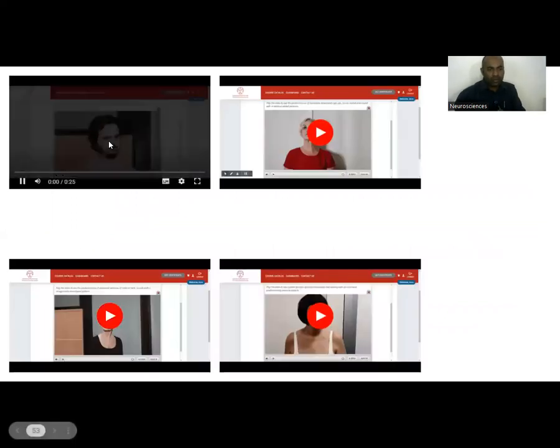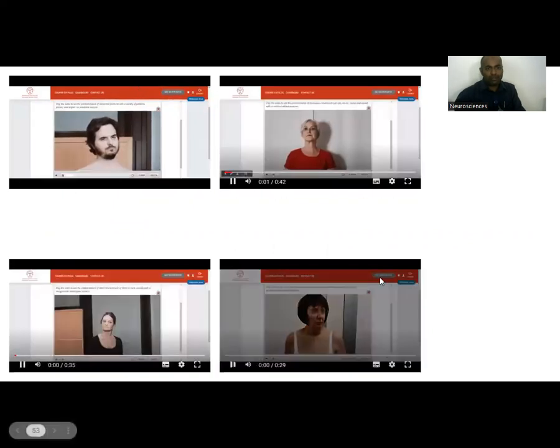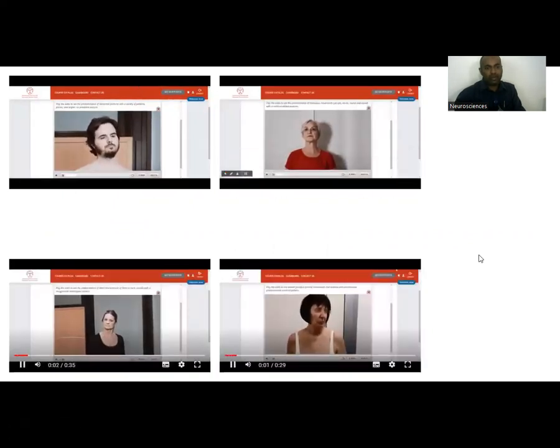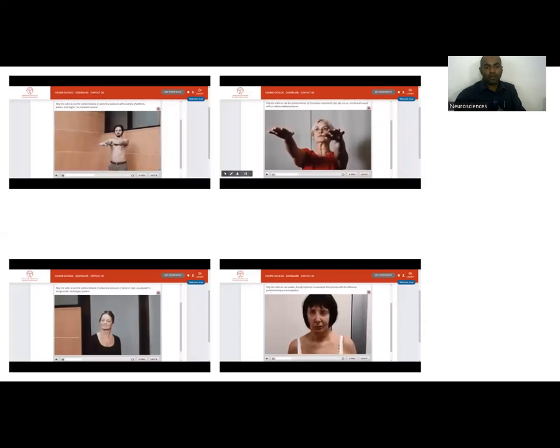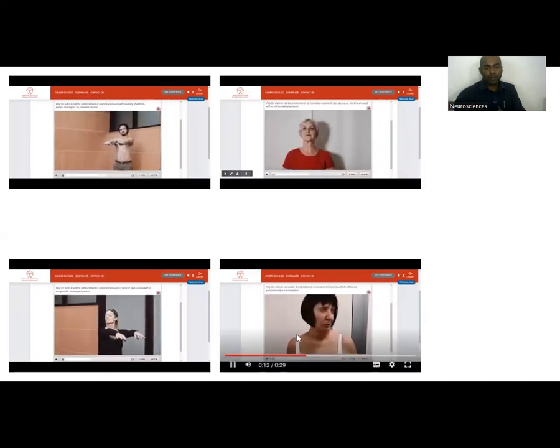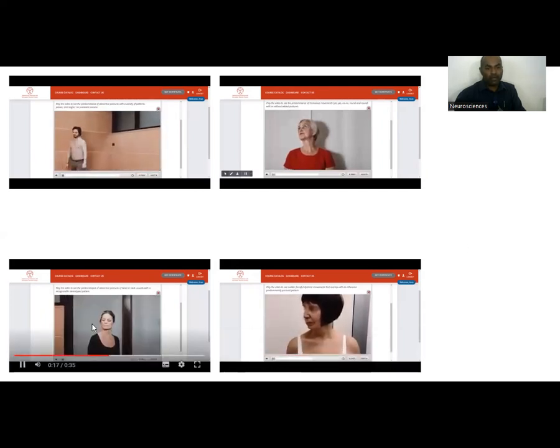So we'll see some videos of these. These are the various types of cervical dystonia. Some have this tremulous movement. Some have only the posture.